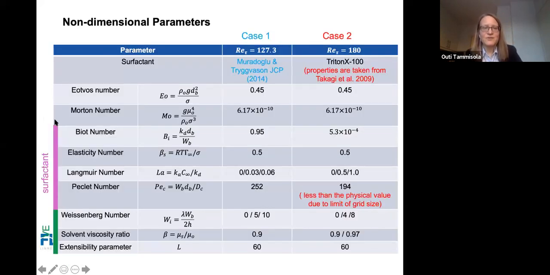And again, we get many non-dimensional parameters, so I cannot really focus on all of them. But we have them in this table for the two different cases. We can just focus here on maybe the Weissenberg number. We have different Weissenberg numbers between 0 and 10. And then also this Langmuir number, which shows how well the surfactants are absorbed, is also different for the two surfactants. And this has a significance, as we will see.